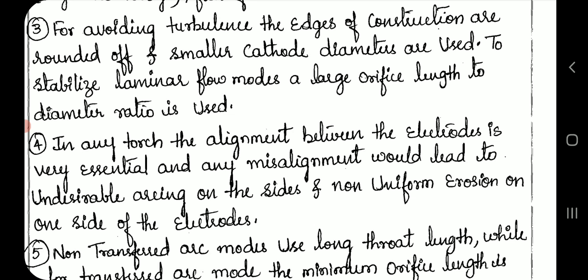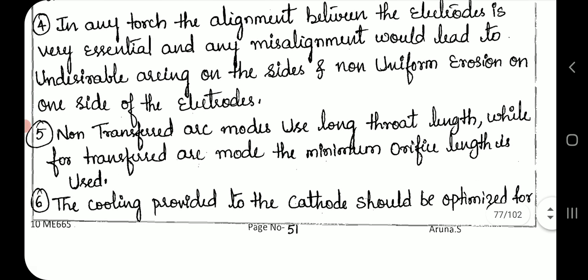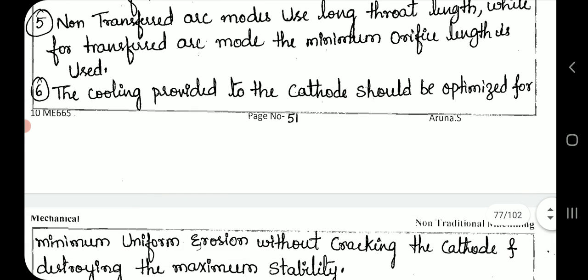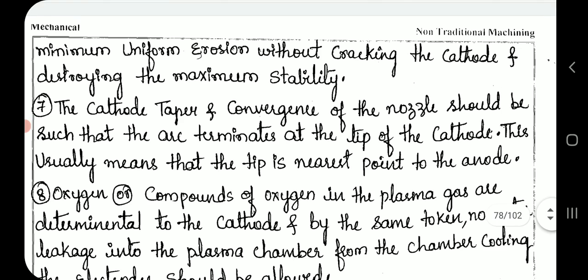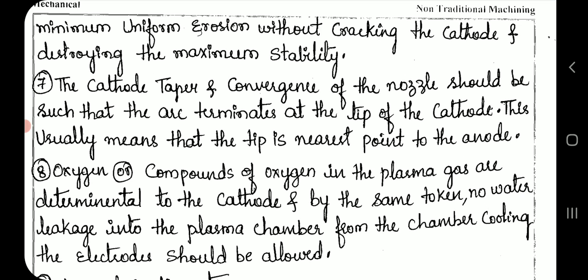In any torch, the alignment between the electrodes is very essential, and any misalignment would lead to undesirable arcing on the sides and non-uniform erosion on one side of the electrodes. Non-transferred arc modes use a long throat length, while for transferred arc mode, the minimum orifice length is used. The cooling provided to the cathode should be optimized for minimum uniform erosion without cracking the cathode and destroying the maximum stability. The cathode taper and convergence of the nozzle should be such that the arc terminates at the tip of the cathode. This usually means that the tip is the nearest point to the anode.